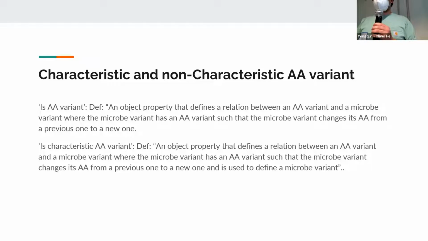Characteristic is a subclass of is amino acid variant, where we deal with a situation where we're saying that the presence of a specific amino acid variant is used to identify specific SARS-CoV-2 as belonging to a specific viral variant.